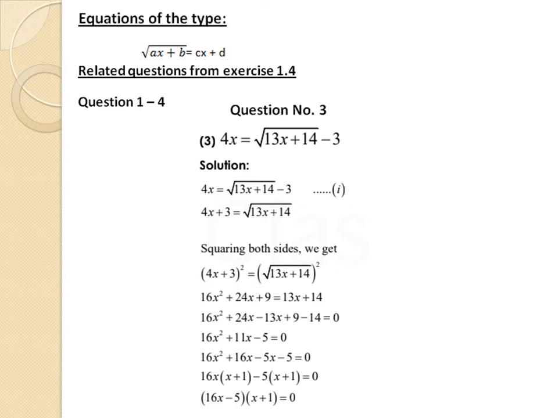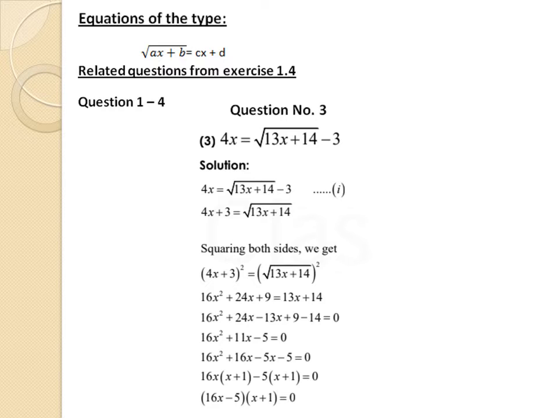As I told you earlier, that for each type of radical equation, the method to convert this equation to a radical free equation is different. So now we'll see how can we convert our type 1 radical equation to a radical free equation. Students, we take square on both sides only once to change this radical equation to a radical free equation. So when we take square on both sides, we get 4x plus 3 whole square is equal to square root of 13x plus 14 whole square.